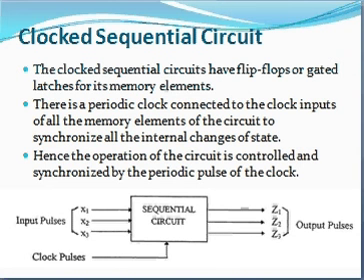Clocked sequential circuits have flip-flops or gated latches for their memory elements. There is a periodic clock connected to the clock inputs of all the memory elements of the circuit to synchronize all the internal changes of state. Hence, the operation of the circuit is controlled and synchronized by the periodic pulse of the clock.